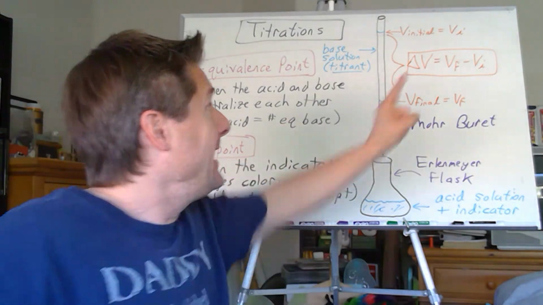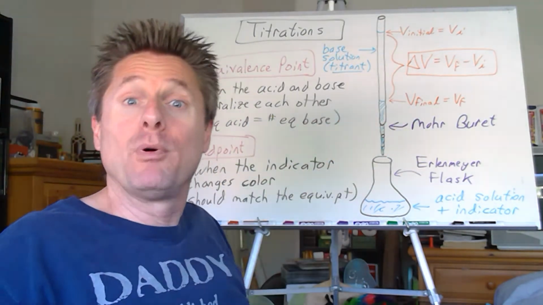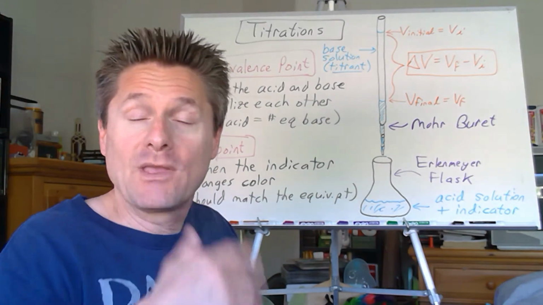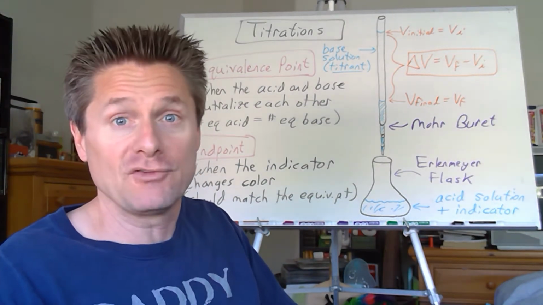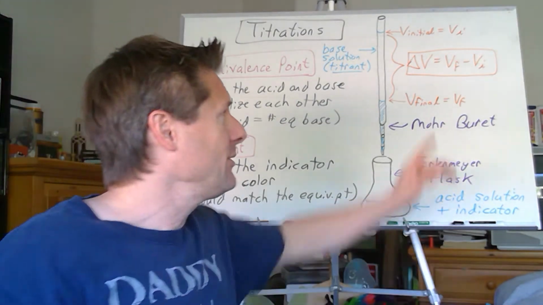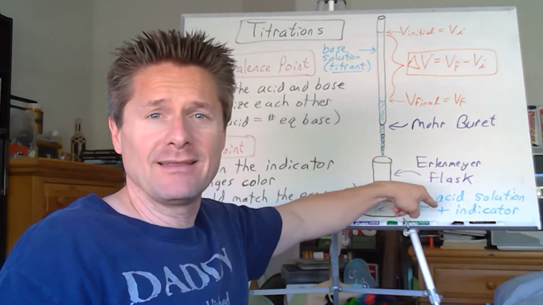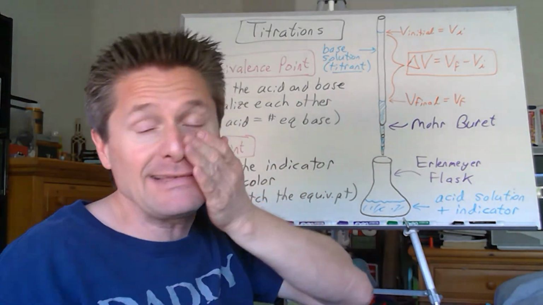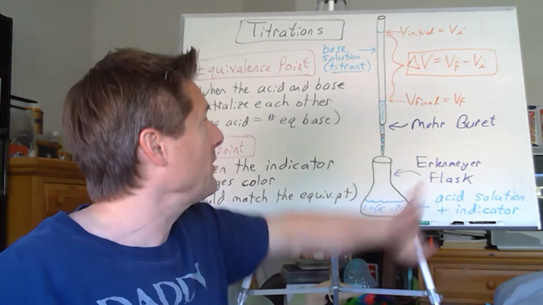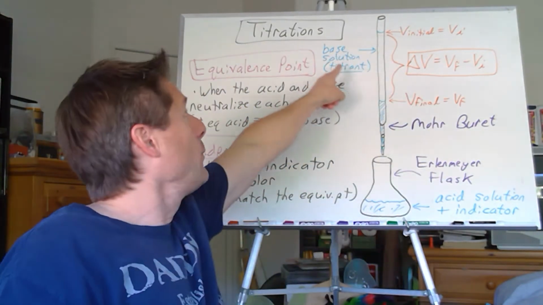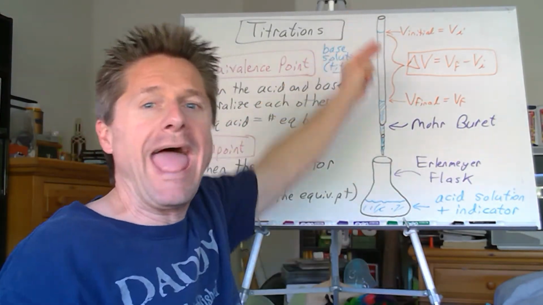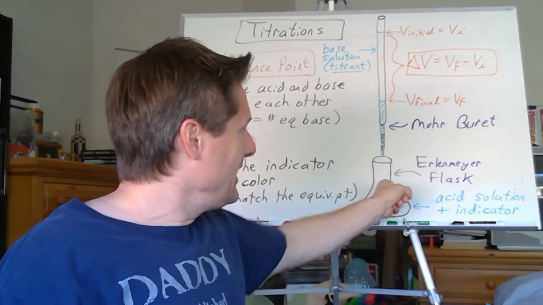In the burette itself, we'll put the base, and commonly that has a known concentration. It's a standardized base. You could have an unknown base and a known acid, or an unknown acid and a known base. It doesn't matter. But typically the base will go in the burette, and we call that the titrant, what we're adding from the burette into the Erlenmeyer flask.